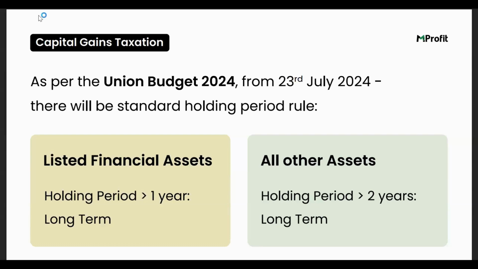This is the standard guiding principle that, as per income tax guidelines, has become applicable from 23rd of July. If there is any sell transaction on or after 23rd of July, this new rule will be applicable, where for any listed financial asset, the holding period to classify it as long term will be 1 year, and for all other kinds of assets, it will be 2 years. This is a standard rule. However, now we will go into a step-by-step approach for each different asset class. Tanmay, we can go to the next slide.